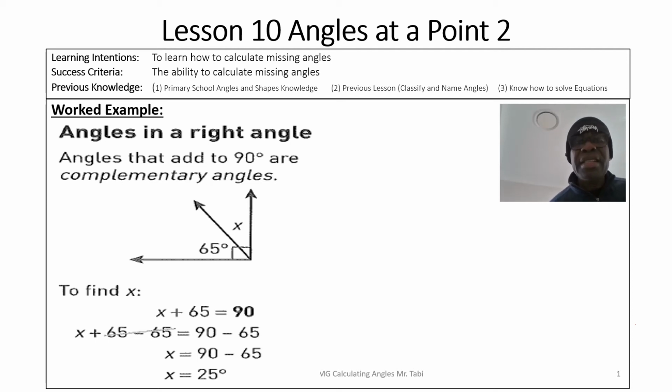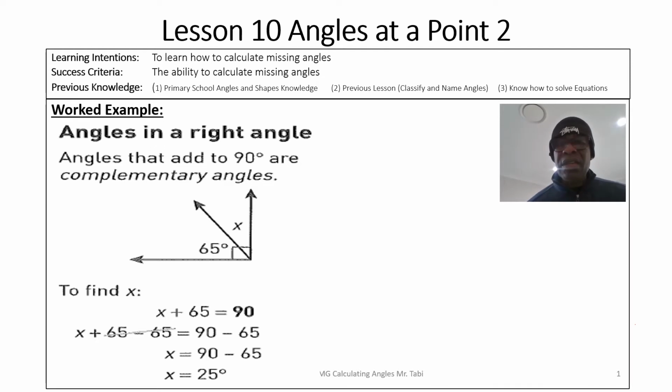This is our second lesson on angles at a point, and today we'll be looking at how to calculate the missing angles. So our success criteria will be our ability to calculate the missing angles. Again, angles and shapes knowledge from primary school, our previous lesson on classifying and naming angles, and also our ability to solve equations, which we did in term 1, would all come in very handy with today's lesson.